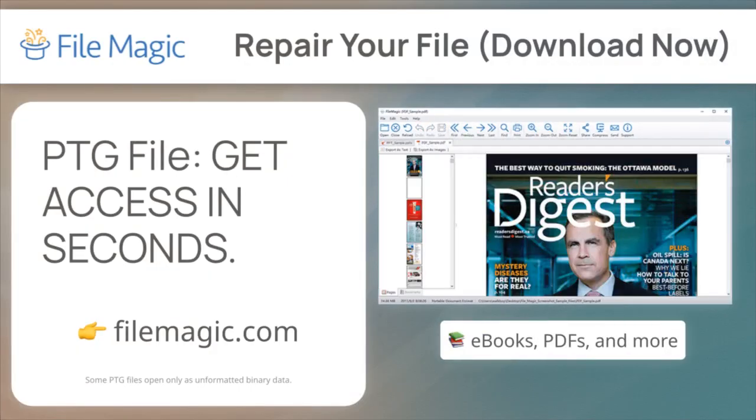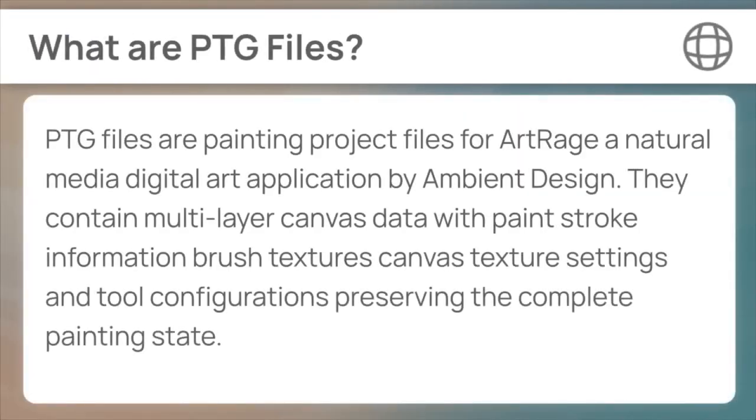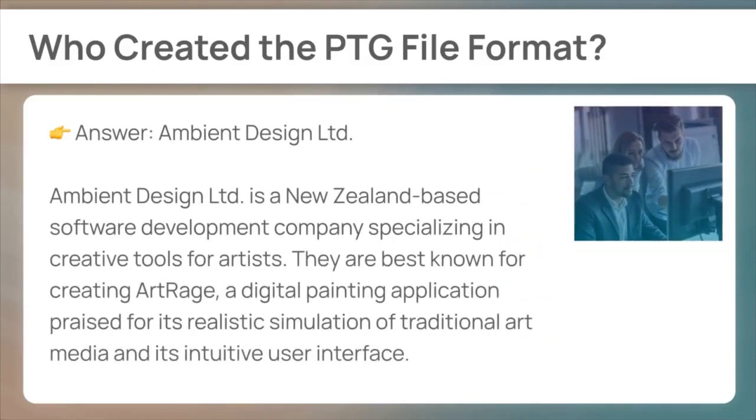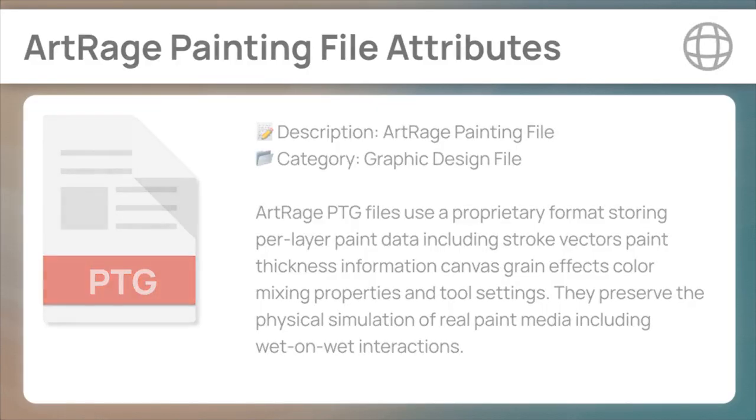First, the simple methods. PTG files are painting project files for ArtRage, a natural media digital art application by Ambient Design. They contain multi-layer canvas data with paint stroke information, brush textures, canvas texture settings, and tool configurations preserving the complete painting state. ArtRage PTG files use a proprietary format, storing per-layer paint data including stroke vectors, paint thickness information, canvas grain effects, color mixing properties, and tool settings. They preserve the physical simulation of real paint media, including wet-on-wet interactions.